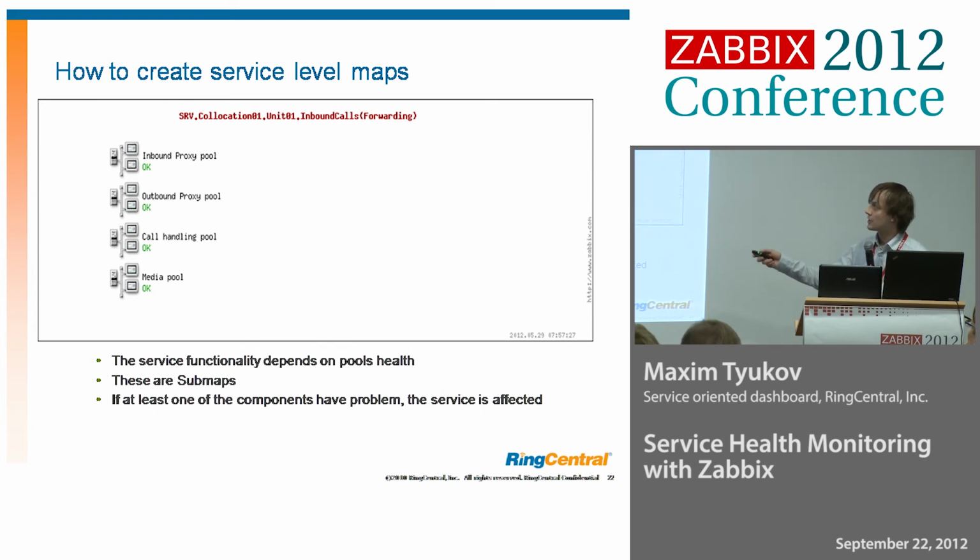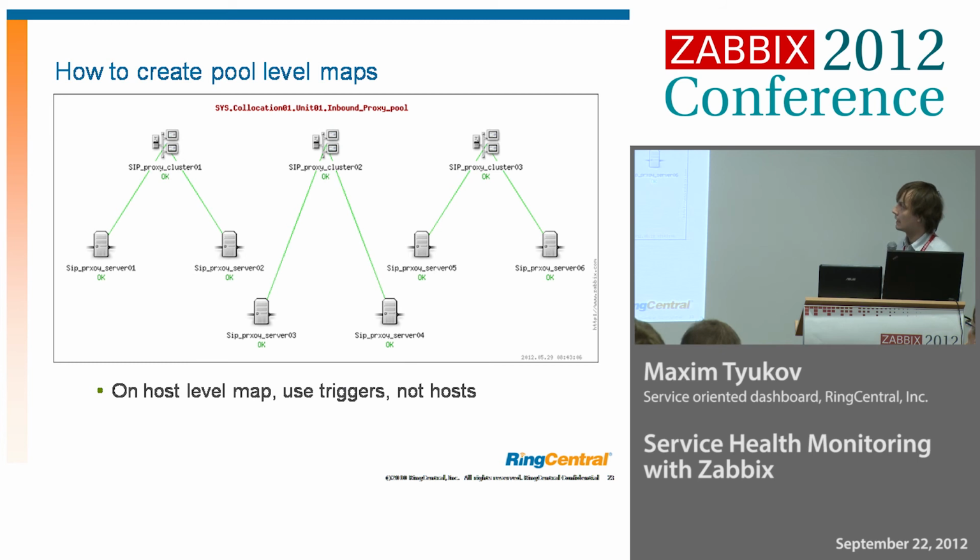So let's go inside a pool, and on the lower level we have triggers. These are critical triggers for each pool. So when one of the triggers becomes problem, the upper level becomes problem, and then the upper level becomes problem. So that's how it works. Here it is better to use only triggers, not hosts, because we don't want to see any small issues with the hosts.